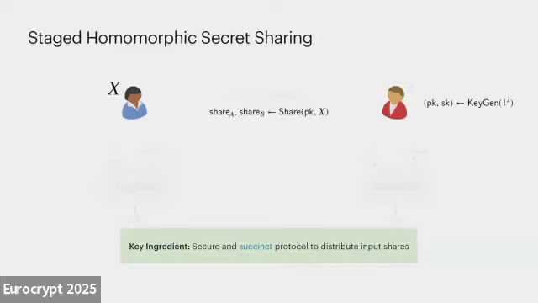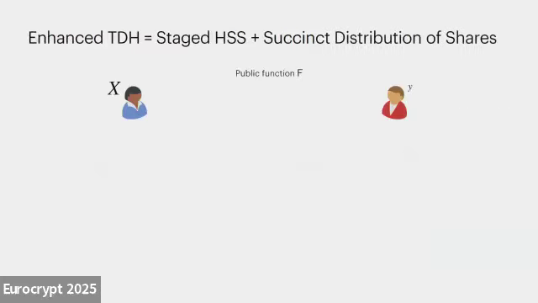Our key technical contribution is building a protocol for succinctly distributing the shares of Alice's input. So the way it works is Bob sends a message. Alice can use this message to compute her share. And then Alice sends a response, which allows Bob to compute his share. And it turns out this suffices to build trapdoor hash functions, because the messages are succinct. They're sublinear in the size of Alice's input.